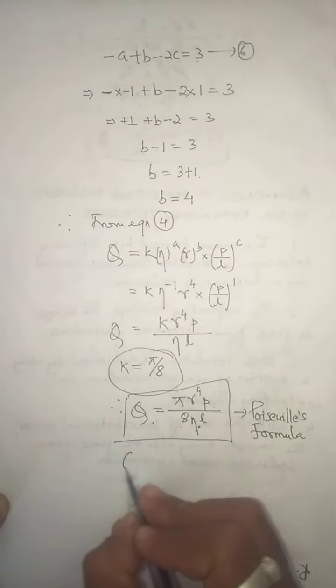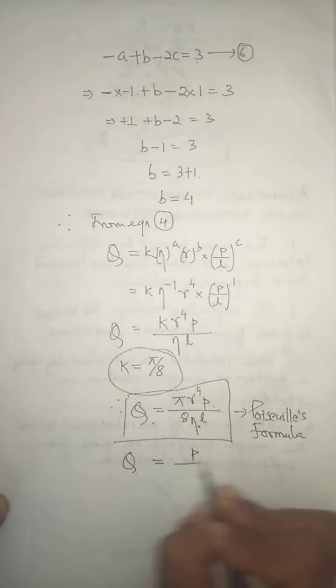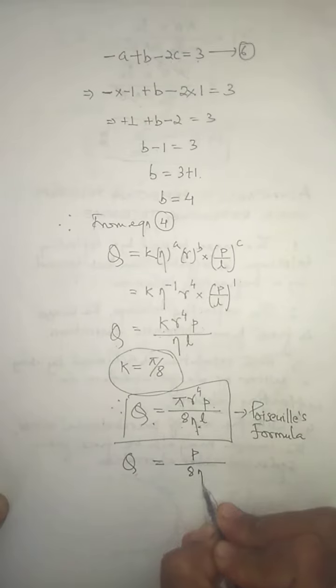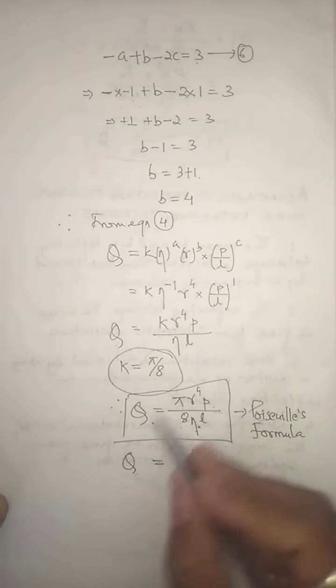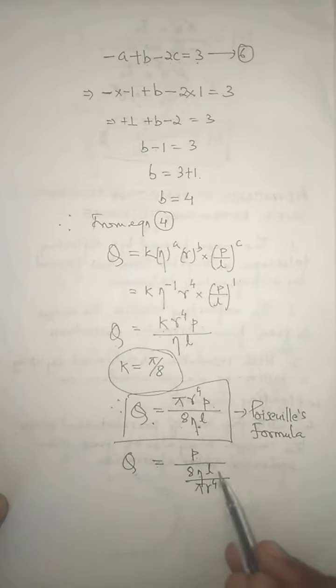But the same formula I am going to rearrange in this manner also. So I write P only. Now this pi r to the power 4 I will take in the denominator. So I write 8 eta L by pi r to the 4. Yes, the same expression I can write this way also: Q equals P by 8 eta L by pi r to the 4.